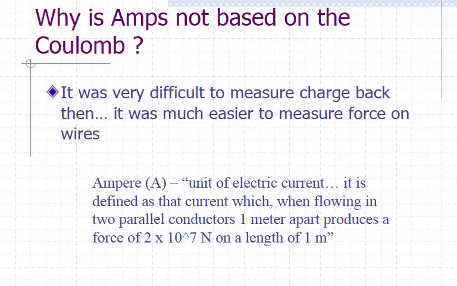So again, why is the amp not based on the Coulomb, like a Coulomb per second or something? It was very difficult to measure charge, and it's much easier to measure force on wires. If you send a certain amount of electricity through them, they could physically measure that force, and so that was very helpful.